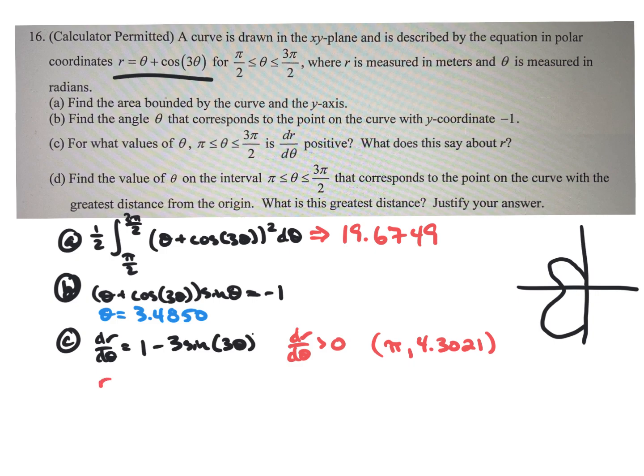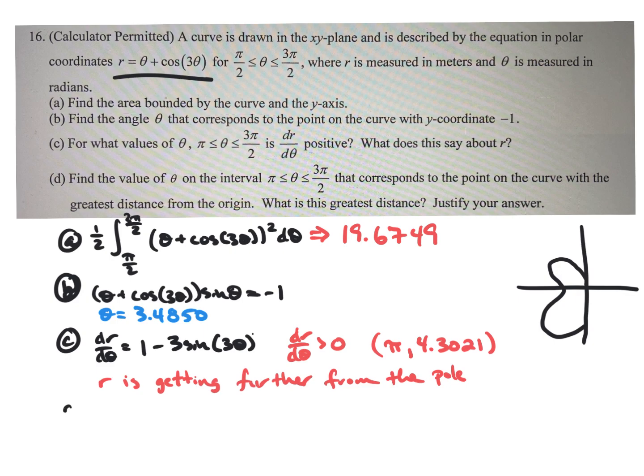Now, what does this say about r? R is getting further from the pole. R is changing in a positive way. R is getting further from the pole. I like that. All right. R is increasing. It is getting further away.